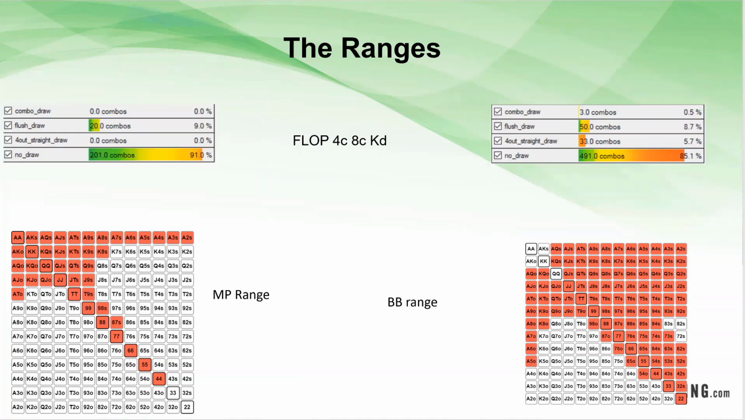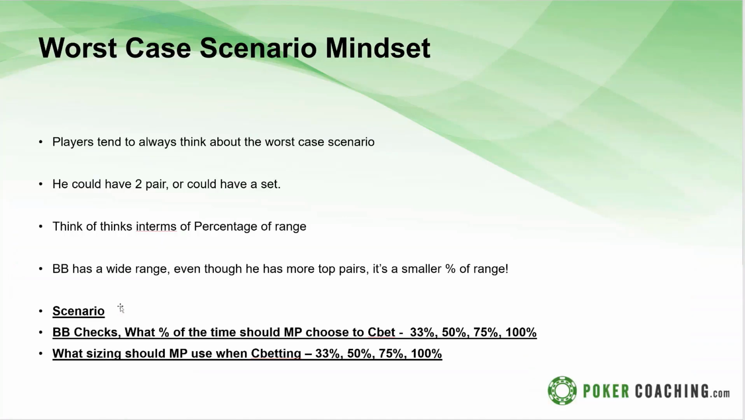So same combinations on the flop percentages, but big blind's is going to go way up, and ours is going to stay the same because, as you're going to see here soon, it's kind of a wrap up at this point. So players always tend to think about the worst case scenario. He could have 2 pair, or he could have a set. The key is not to think of how many combinations of pairs and sets, like, oh my gosh, he has 3 combinations of pocket deuces that I don't have because I 3-bet pre-flop. Think of it in terms of percentage of range.